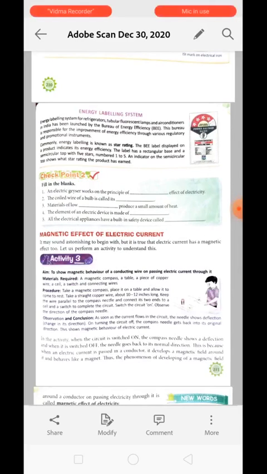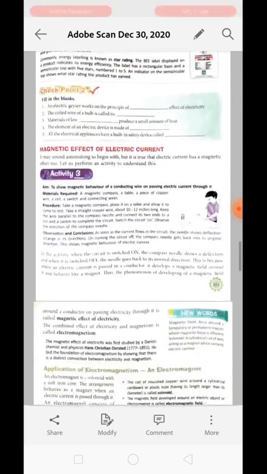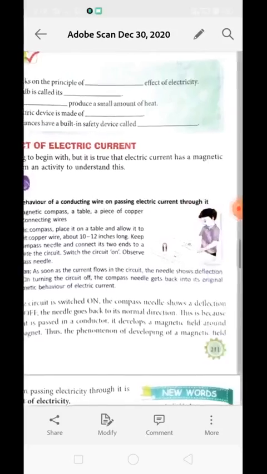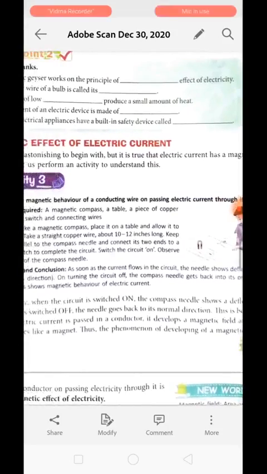Magnetic effect means that due to the passage of electric current, an object behaves like a magnet. This is called the magnetic effect of electric current. Understood? It may sound astonishing, but whenever electric current passes through a wire, the wire may behave like a magnet. To show this, we have to perform activity number 3, to show the magnetic behavior of a conductive wire on passage of electric current through it.